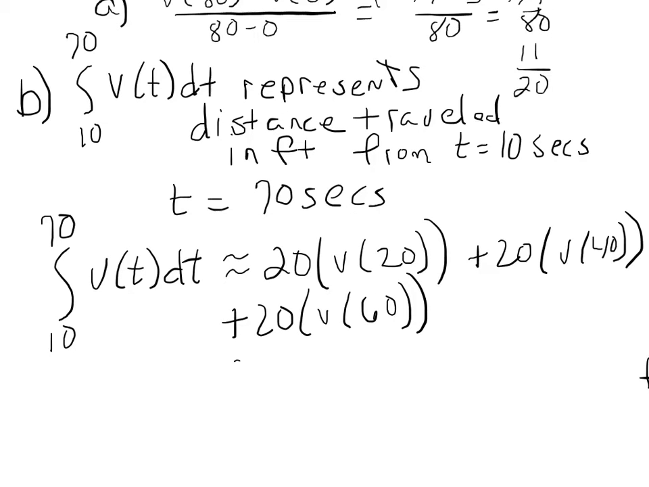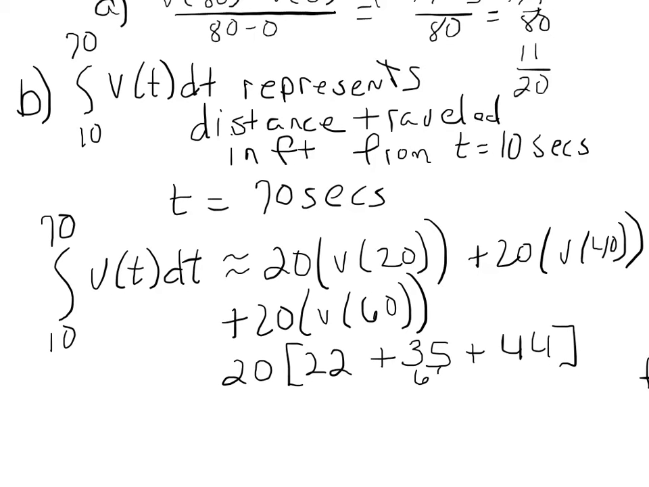What is the velocity at 20? 22. 20 times 22. And the velocity at 40? You've got it on your paper. 35. And the velocity at 60? 44. Okay, add them all up and multiply by 20. 66 plus 35 is 101. You can't use a calculator. 101 times 20, which is, and what is this? Feet.